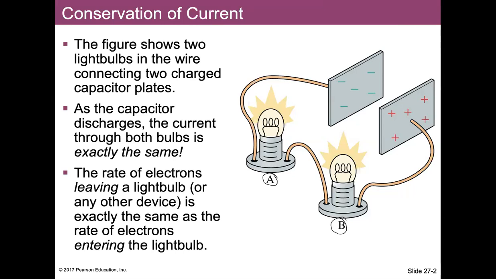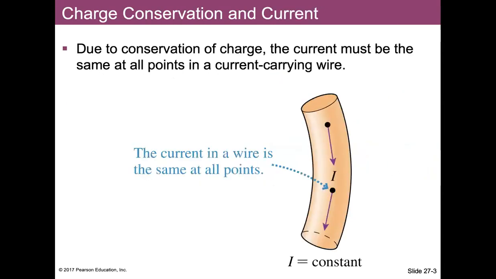Now that we can see this using light bulbs, let's go inside our wire and look at what's going on there on a micro scale. Inside the wire, due to conservation of charge, the current must be the same at all points in a current carrying wire. So the point here is equal to the point here. The current in the wire is the same at all points. So the current is constant through our wire.